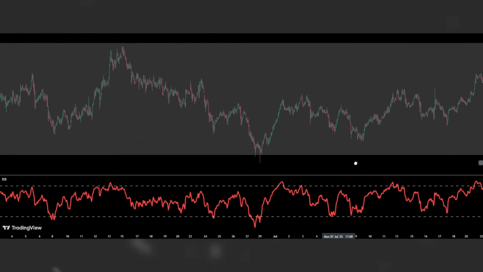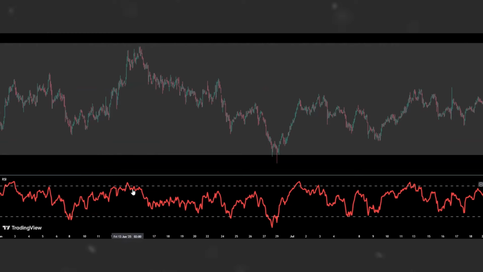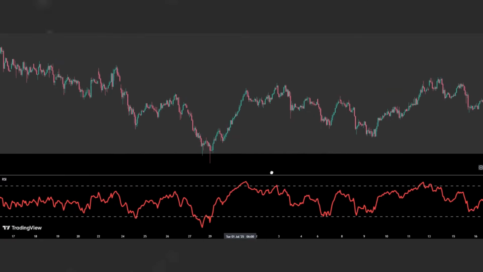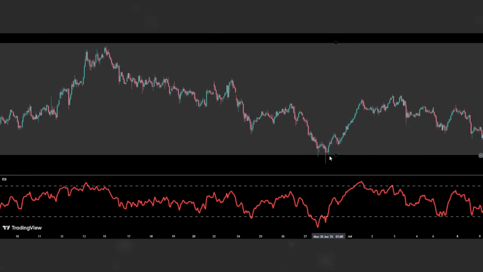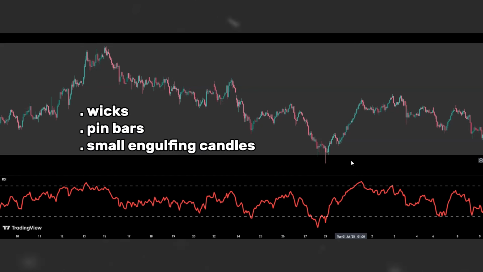Look at this chart. RSI goes near 70, which means the market is overbought, and near 30, which means it's oversold. When RSI reaches these extreme levels and the price touches resistance or support, we can enter trades in the opposite direction. Watch carefully how the price reacts at these levels. You can see small pullbacks or rejections that give entry points. Price action is still important because it tells you if the support or resistance is holding. Look for wicks, pin bars, or small engulfing candles. These are clues that the price will move back inside the range.